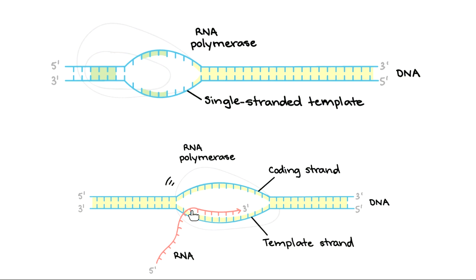So the process of transcription, we turn DNA into RNA. The way that I do that is RNA polymerase reads these bases one at a time and makes a strand of RNA that is complementary to the DNA.